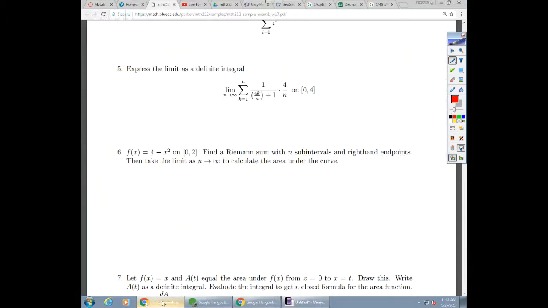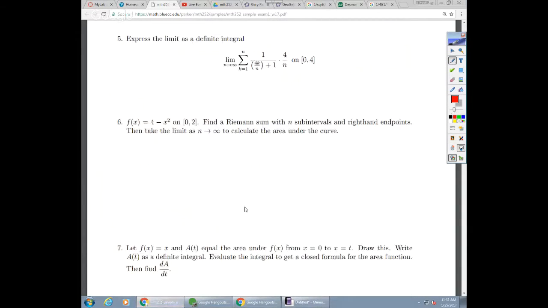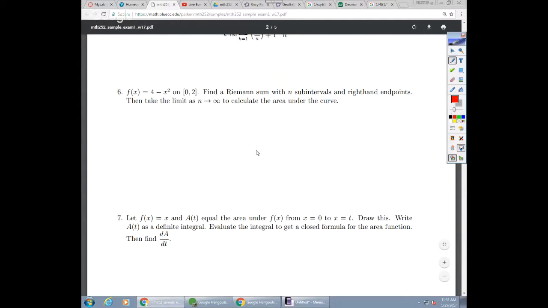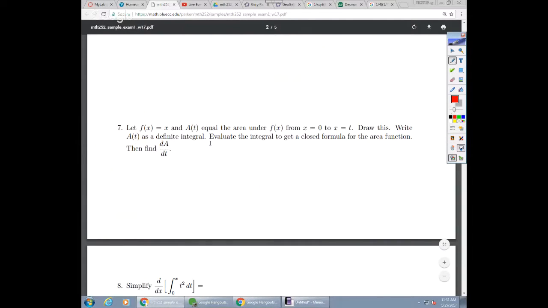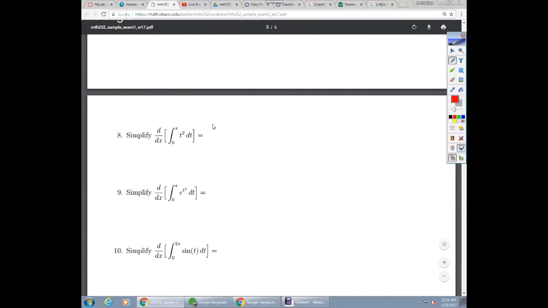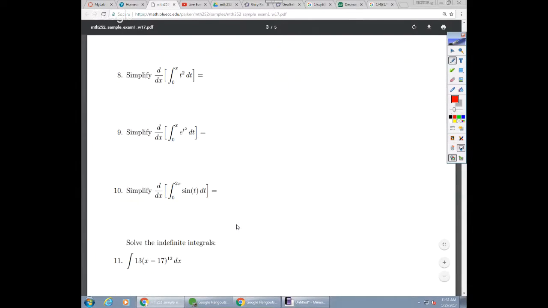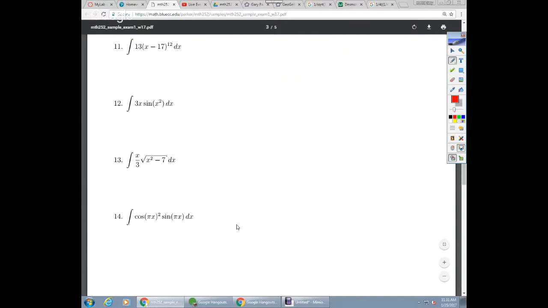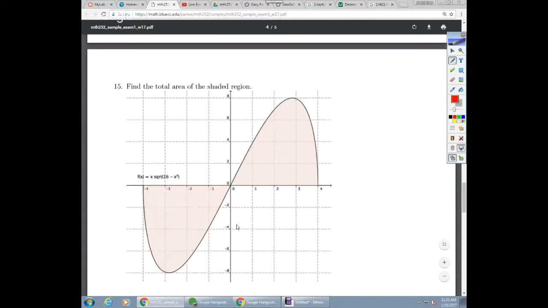Let's see. Oh, here's one where I actually wanted you to take the limit. The area one here is from an example I did in class when I introduced the fundamental theorem of calculus. And then we have some applications of the first part of the fundamental theorem of calculus. Indefinite integrals, some of which involve substitution.